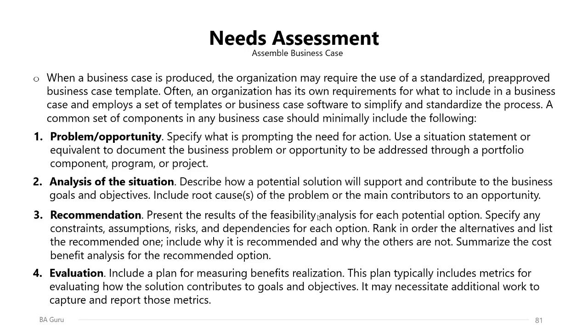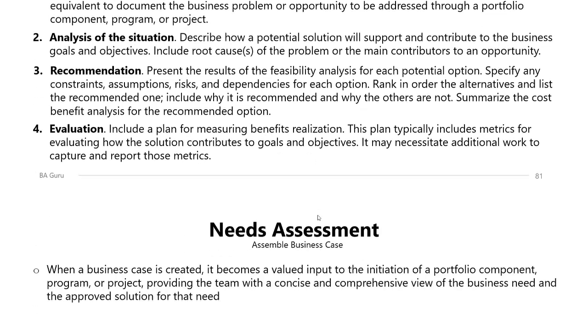So at the minimum level, these are the 4 sections you should have in the business case: the problem or the opportunity, analysis of the current situation, your recommendation and why you recommended this option, and the evaluation and the plan of measuring how you are going to realize the benefits.